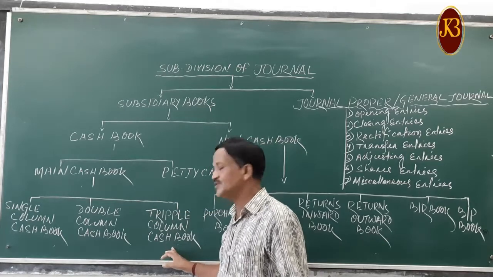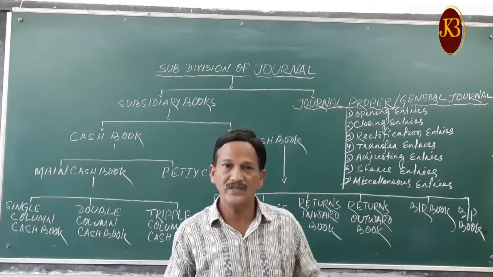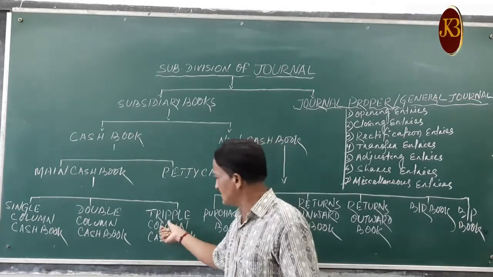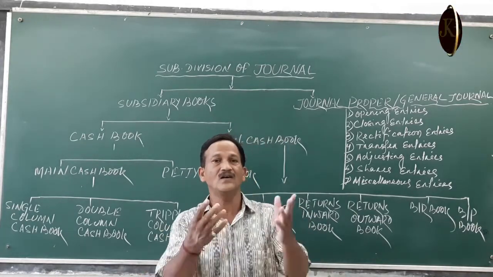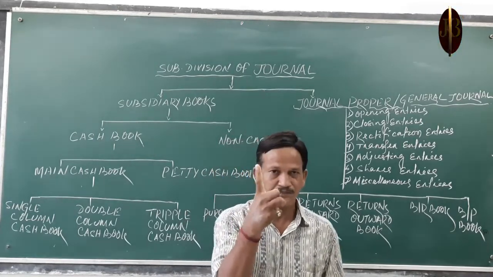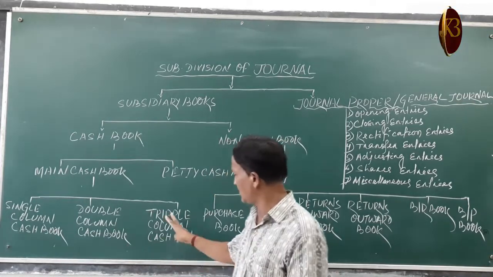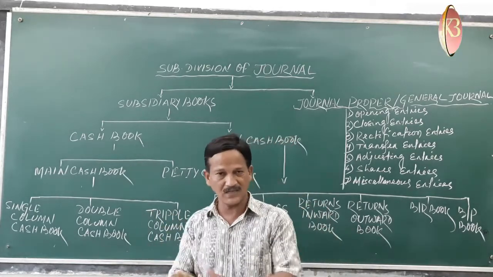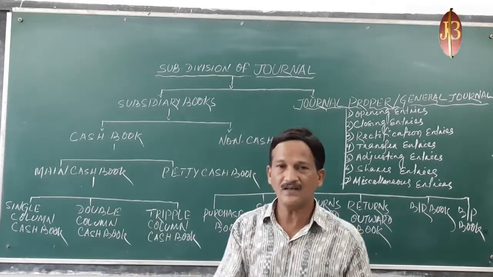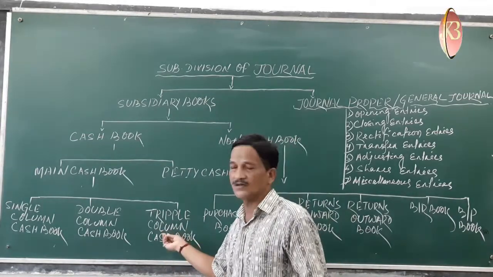Then the third one is the triple column cash book. Though it is not in the course of 11th class accountancy, in the practice of higher studies we study that a triple column cash book means 3 columns are to be maintained. The first is the cash column, the second is the discount column, the third is the bank column. So cash transactions are recorded in the cash column, bank transactions in the bank column, and discount transactions in the discount column separately. So that is the triple column cash book.